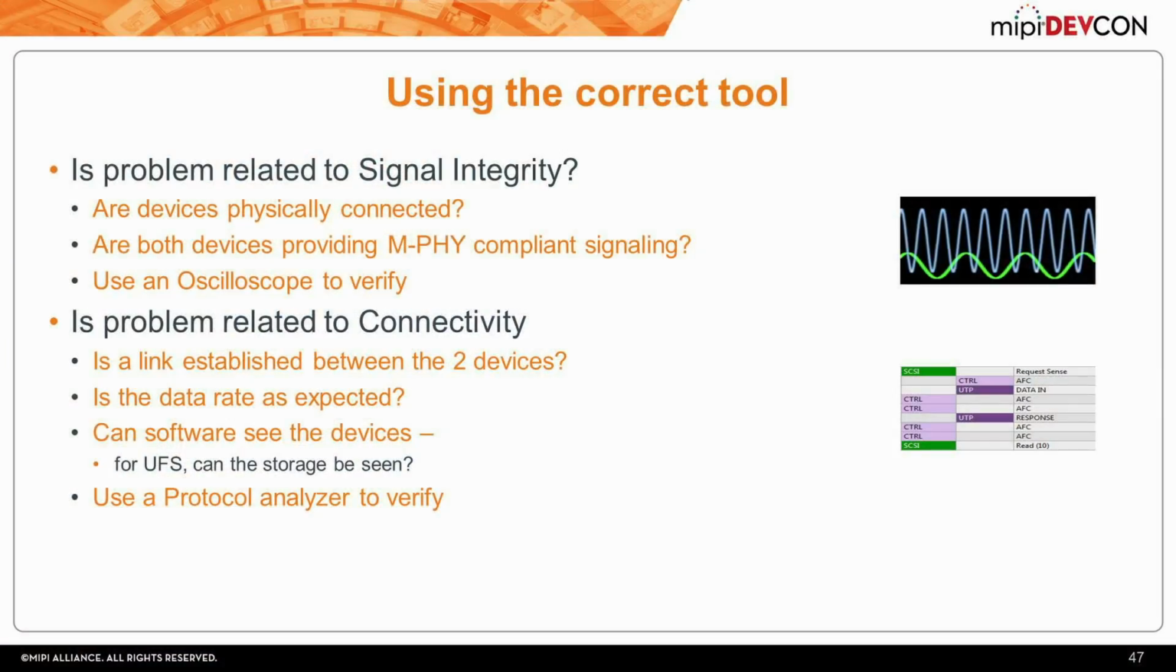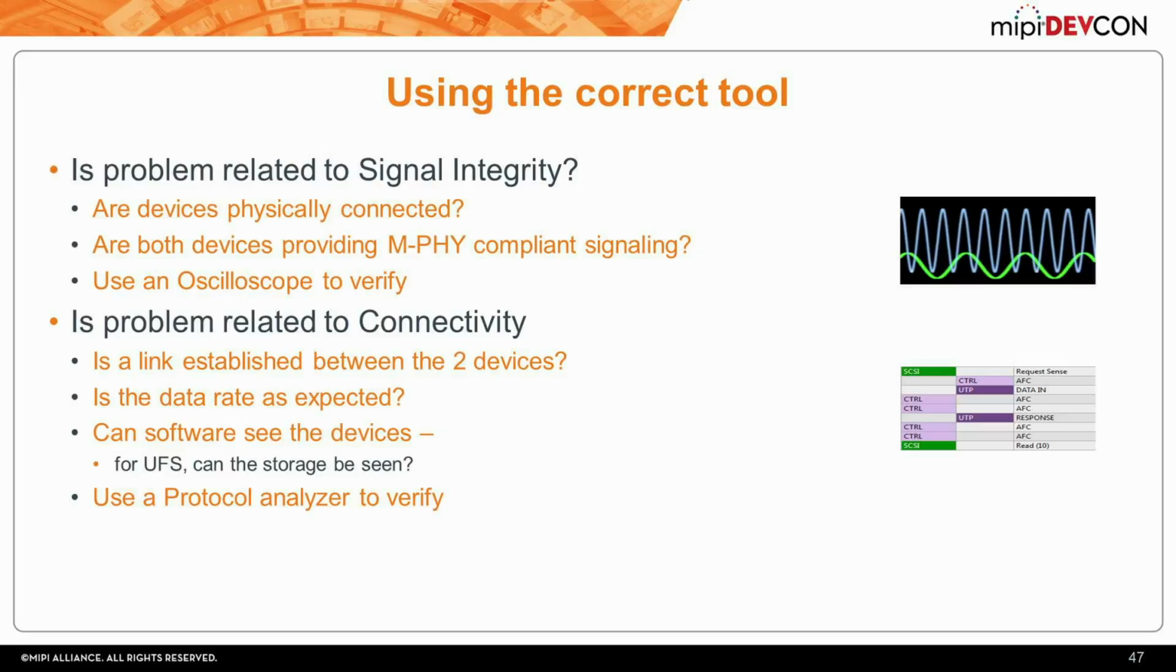Is the problem related to signal integrity? If it doesn't work, so if you don't see the storage, for example, in UFS, are the devices physically connected to each other? Can one see the other? If they can see each other and it's working, then it may be that it's not a connection problem, but it is actually a signal integrity problem. Do both sides have compliant signaling? You would use a scope obviously to verify this.